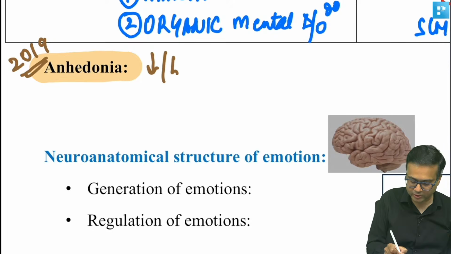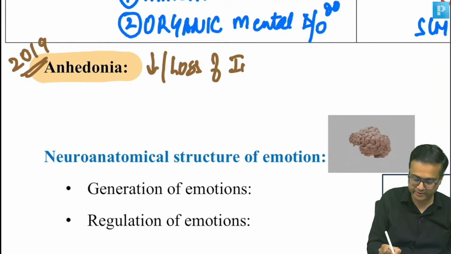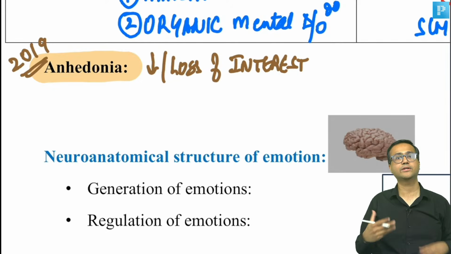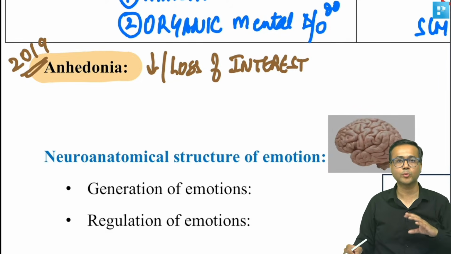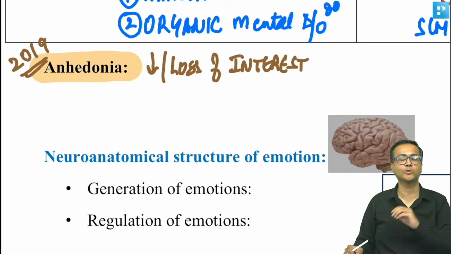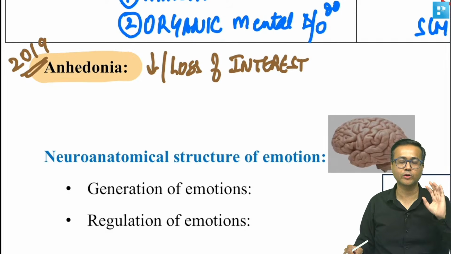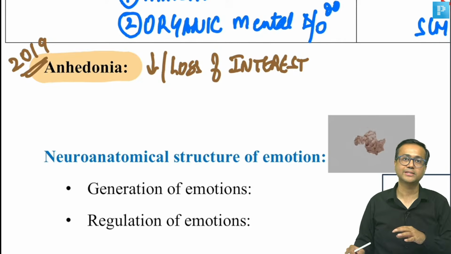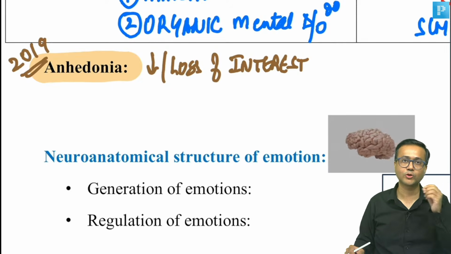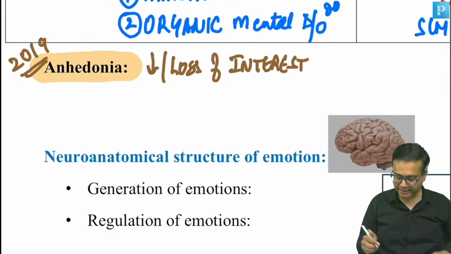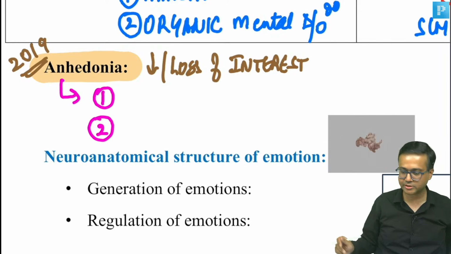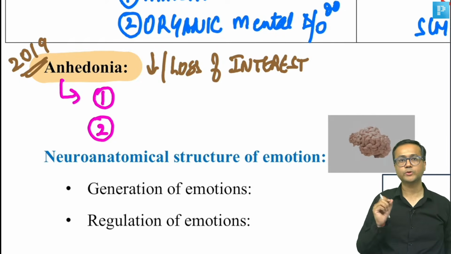Anhedonia is decrease or loss of interest. Patient was having pleasure, was having interest in activities before, but now he's saying, sir, I have lost interest in those activities. Like that 40-year-old female says, sir, earlier I used to enjoy doing shopping, but nowadays I have lost interest in shopping. I have lost interest in going to my office. So beta, what is this? This is anhedonia. Can anybody tell me, beta, two important conditions where you can see anhedonia?